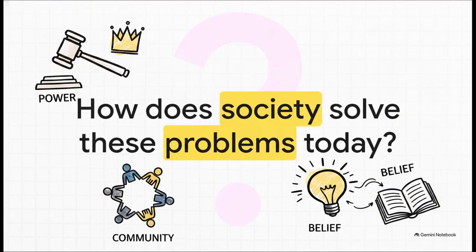We started by asking how ancient societies solved problems of power, belief, and community. But now, with your historian toolkit and those fresh DBQ skills in hand, I want you to turn that analytical lens on your own world. How does your modern society solve the exact same problems today? How do we decide who has power? How do our beliefs shape our modern communities? Keep this question burning in your mind as you step into your classroom to write your next masterpiece.